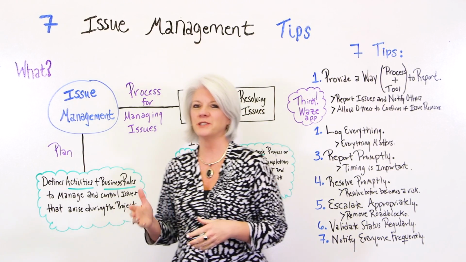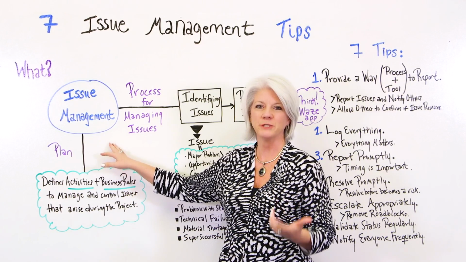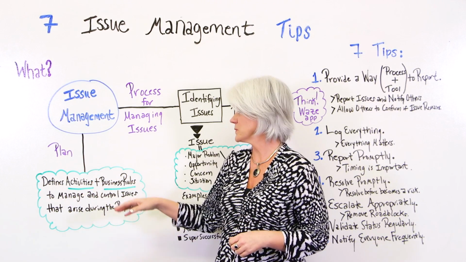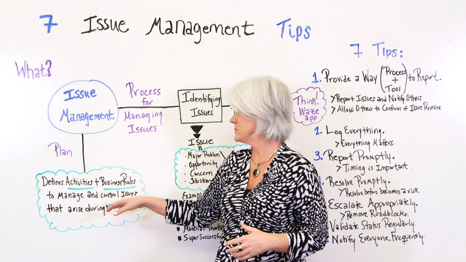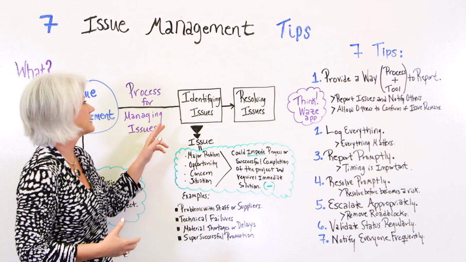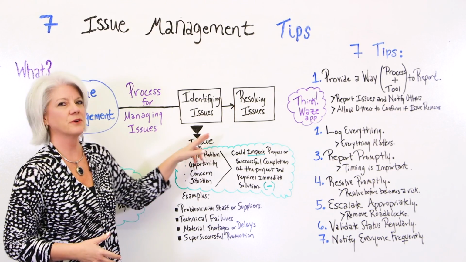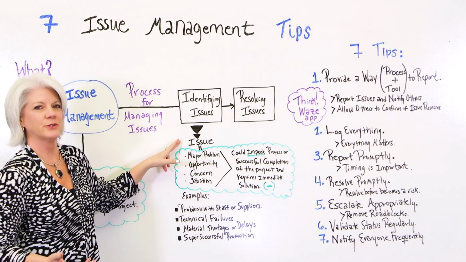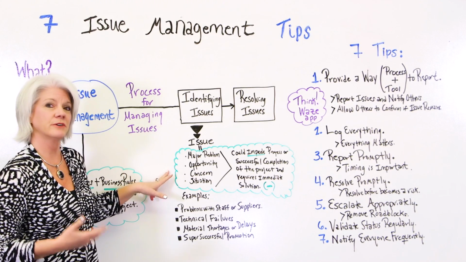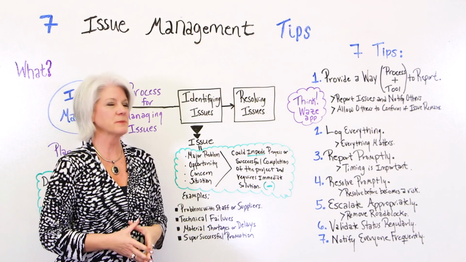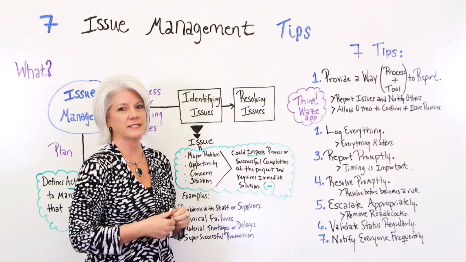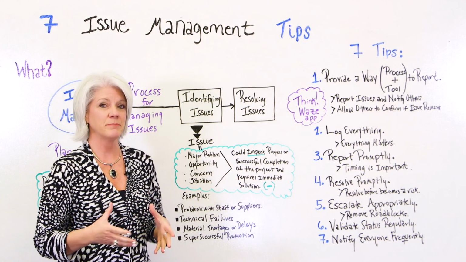So first of all, let's do a little highlight again about what issue management is. It includes a plan that defines the activities and business rules that you'll need to manage and control issues that may arise during the project. It also includes a process for managing issues that includes identifying issues and also resolving those issues. Well, what's an issue? An issue can be a major problem, it could be an opportunity, it could be a concern or some kind of situation that could ultimately impede progress or successful completion of the project and requires immediate attention. Ultimately, it could have a negative impact on your project.